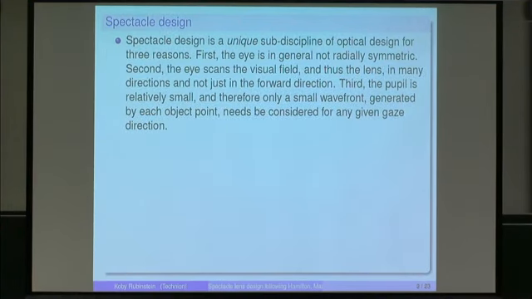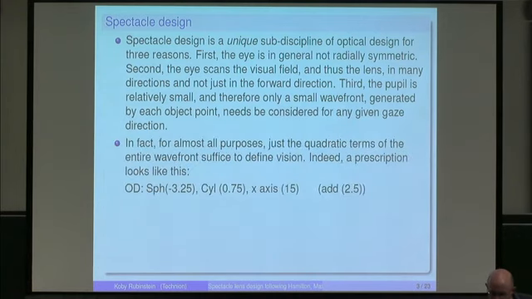This is a unique sub-discipline in optical design because, first of all, the eye is generally not a symmetric optical element, so it needs an asymmetric correction. Second, the eye keeps moving, so we scan the optical field in many, many directions, and we want to optimize vision in all these directions. But from the other point of view, the pupil is relatively small, so you need only a small part of the wavefront entering the eye to get a good design. Therefore, for almost all practical purposes, you only need the quadratic part of the incoming wavefront.